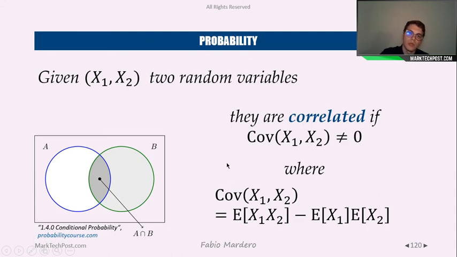We can also introduce the concept of correlation, and the correlation is determined through this function, the correlation function between x1 and x2. We say that these two random variables are correlated to each other if the covariance of x1, x2 is different, is not equal to 0. And this covariance is computed as the expected value of x1 times x2 minus the expected value of x1 times the expected value of x2.